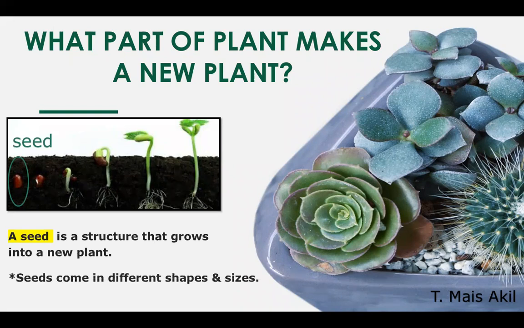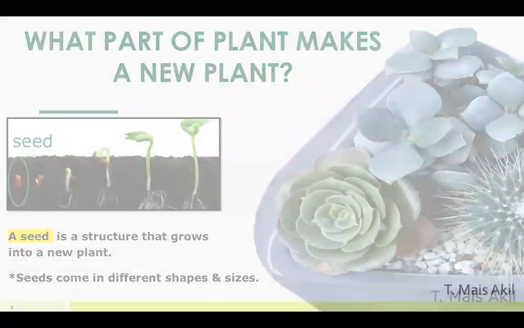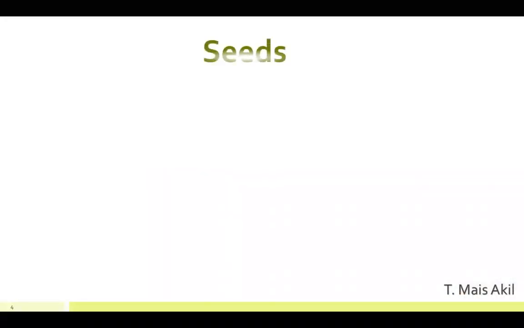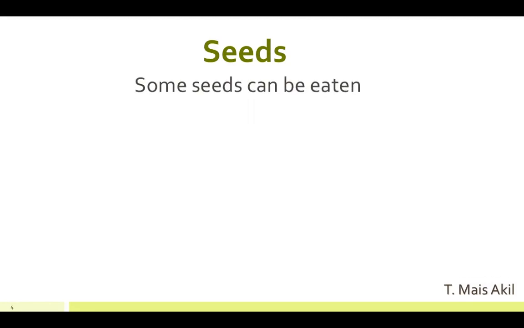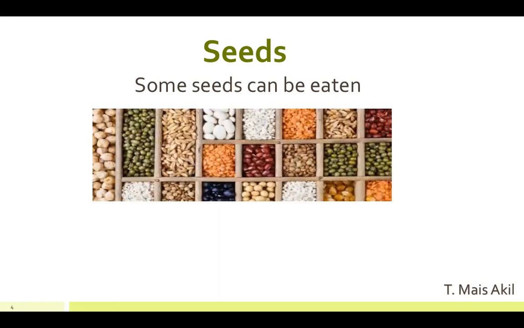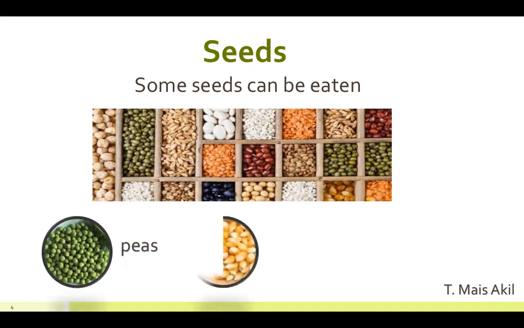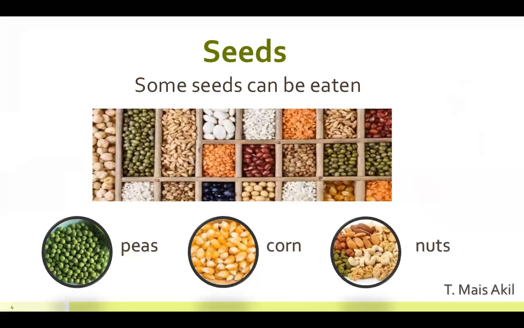Seeds come in different shapes and sizes. Let's see some kinds of seeds. Some seeds can be eaten, like the ones in this picture. As you see, they come in different shapes, sizes, and even colors. Some examples are the peas, the corn, and the nuts. As we said, these kinds can be eaten. Other kinds of seeds cannot.